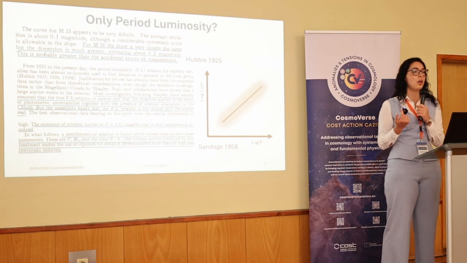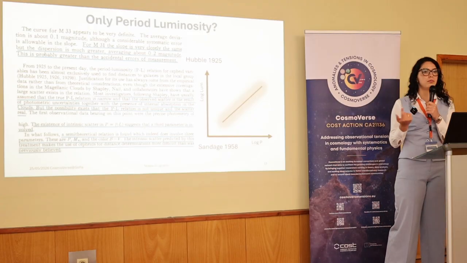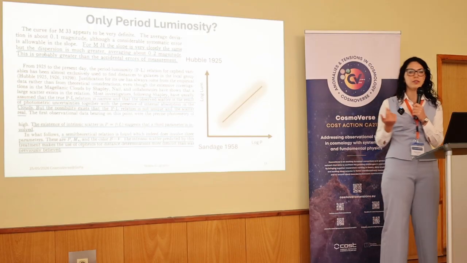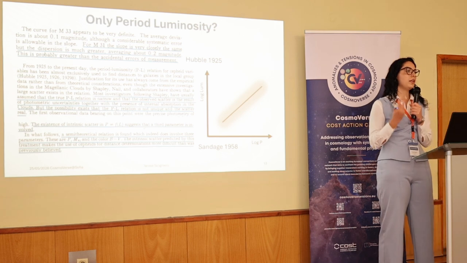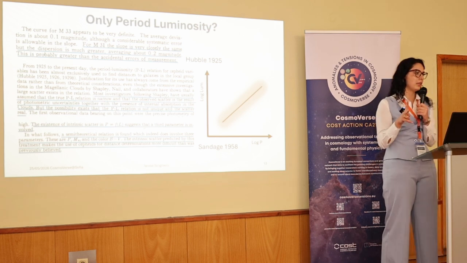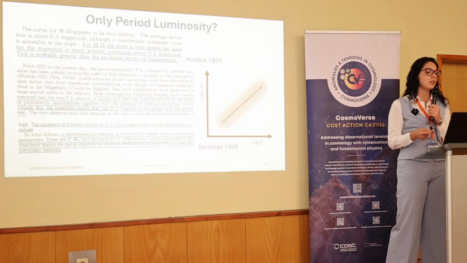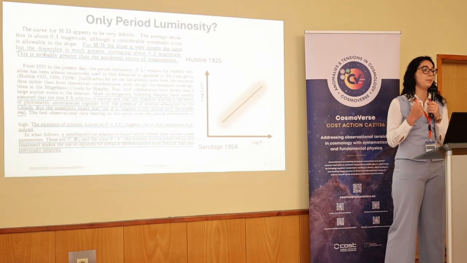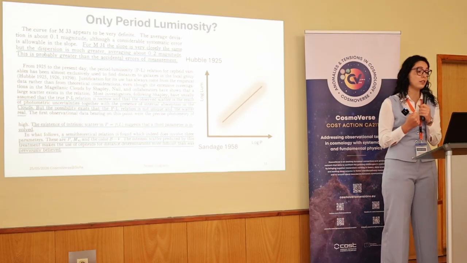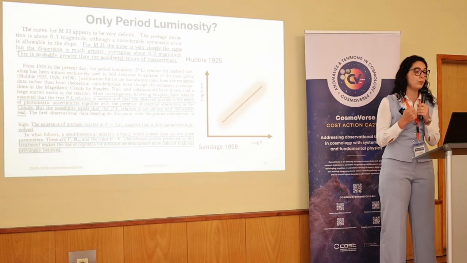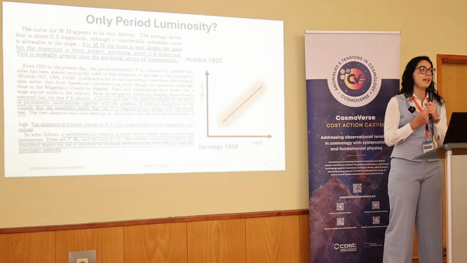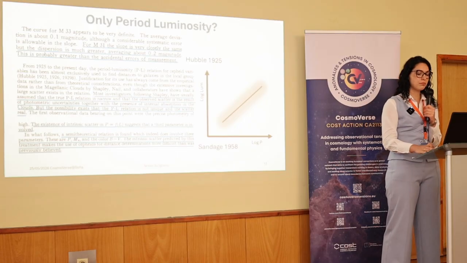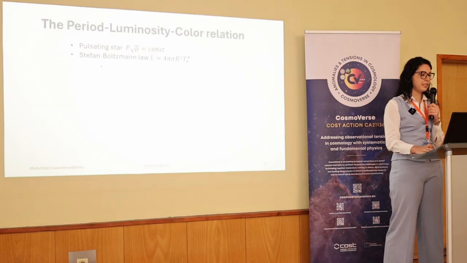That was the color, because in astrophysics, by color we mean the difference between two different magnitudes in two different filters. And he supposed that we don't have to talk about the period-luminosity relation, but instead we have to talk about the period-luminosity-color relation. And why is this possible?